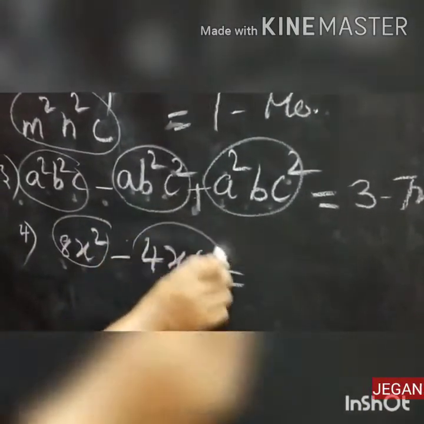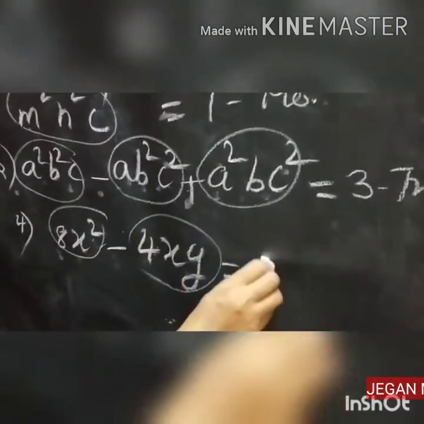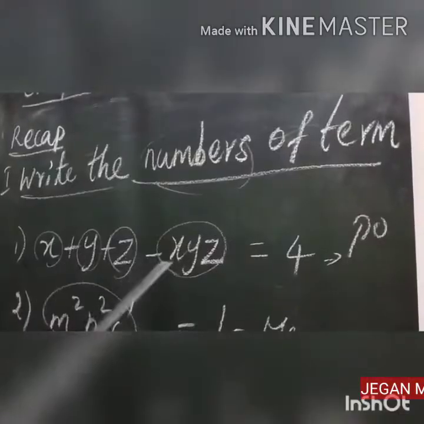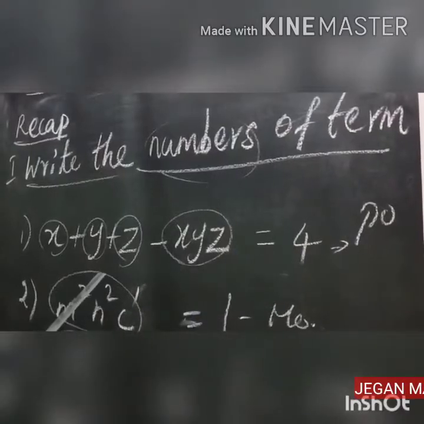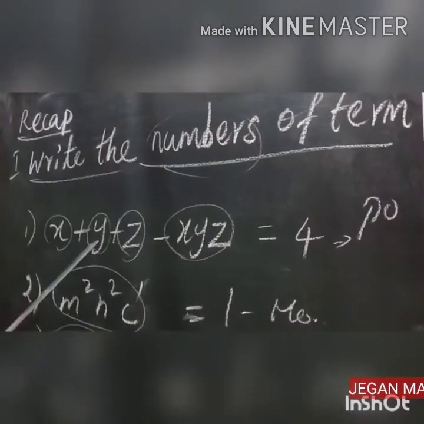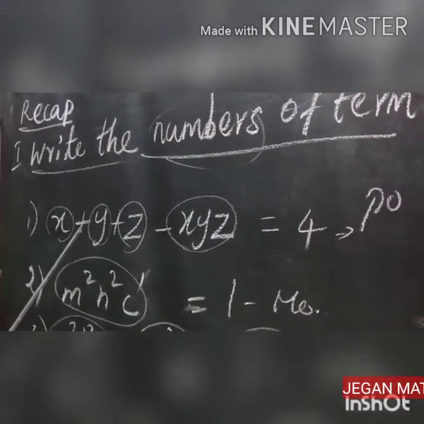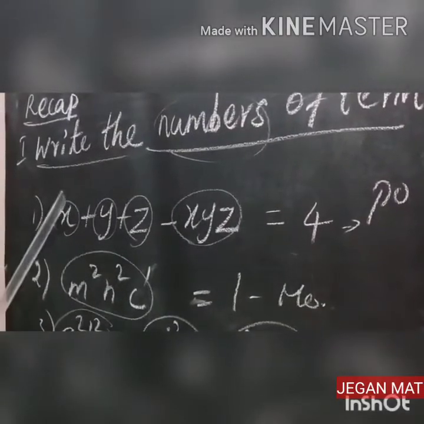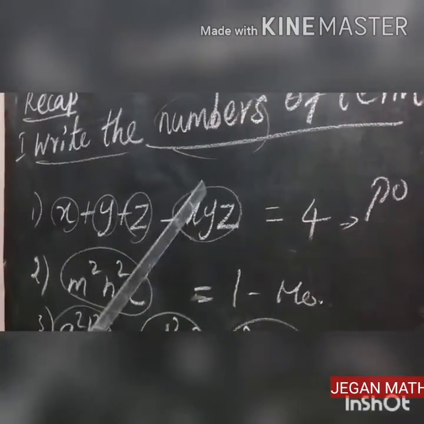Here one term, here one term. So total 2 terms. How to count the number of terms and write the names. So the first one: x, y, z, x, y, z. In between, plus signs and minus signs are there. 1, 2, 3, 4. 4 terms.